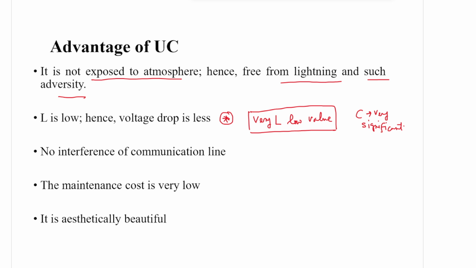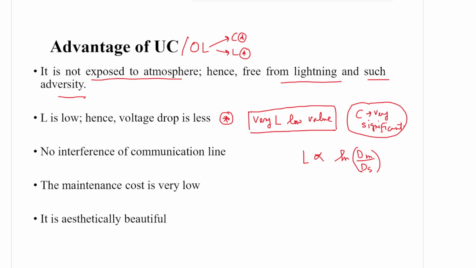If you compare the underground cable to the overhead line, in the case of an overhead line, capacitance and inductance are both important. However, in the case of an underground cable, capacitance is very significant, while L is not that significant because of its low value. Why? As you know, the fundamental formula of L is directly proportional to ln(dm/ds), or d by r, whatever you can say.